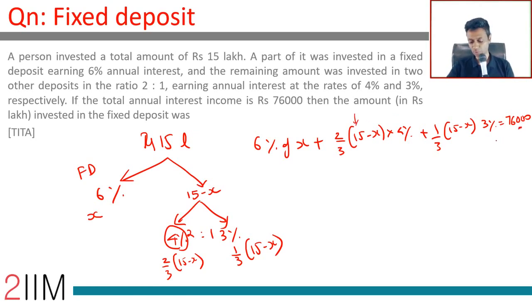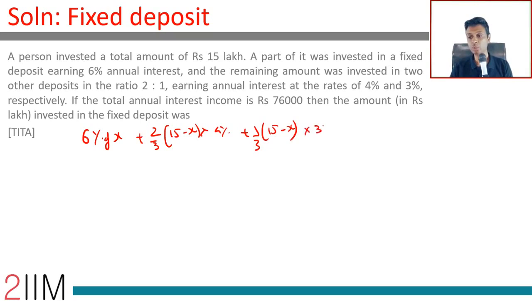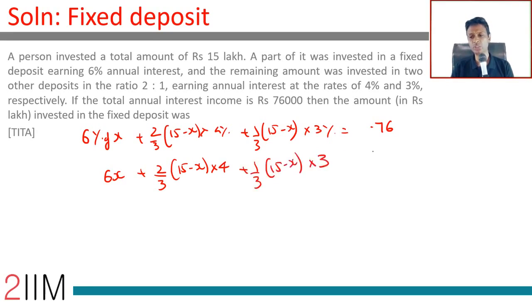We need to simplify that. I'm going to rewrite this expression. 6% of X plus 2/3 of 15 minus X into 4% plus 1/3 of 15 minus X into 3% equals 0.76 lakh, or 6 times X, I'm going to multiply by 100, plus 2/3 of 15 minus X into 4 plus 1/3 of 15 minus X into 3 equals 76. Simplify this and we can find X.